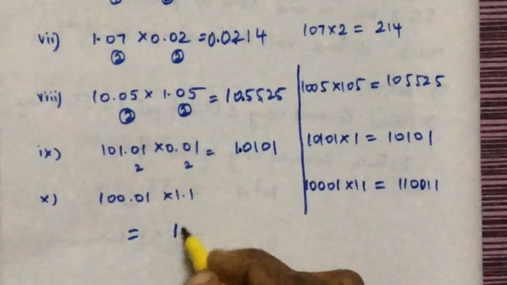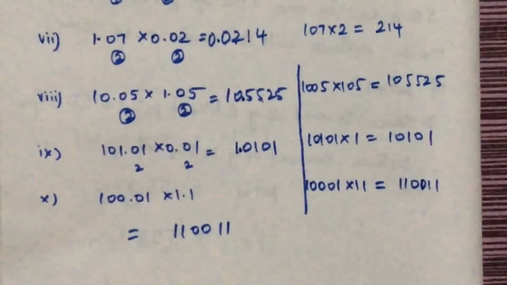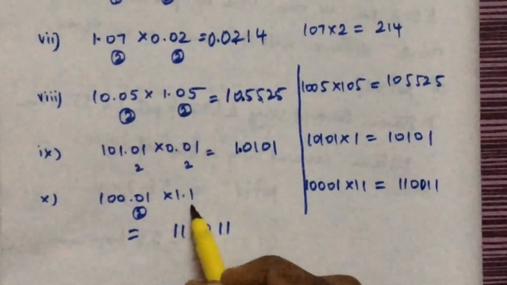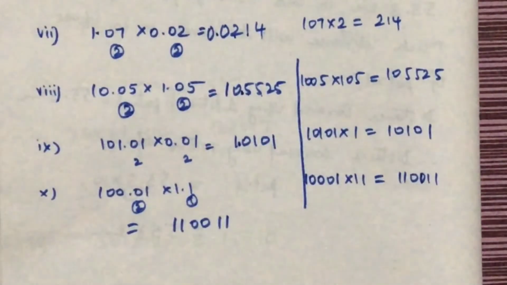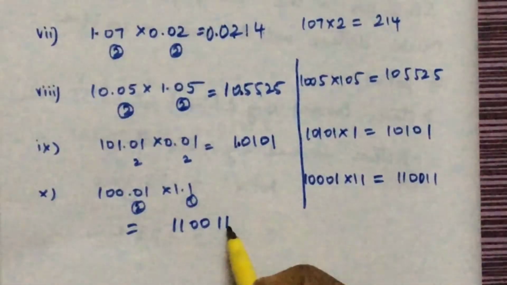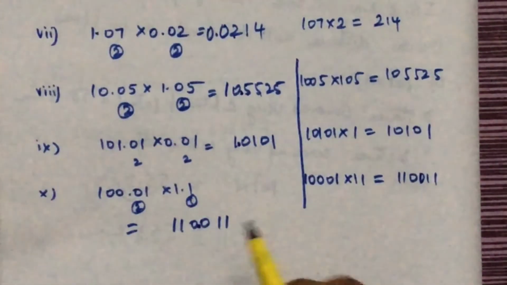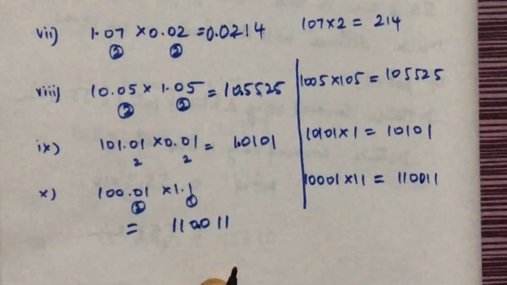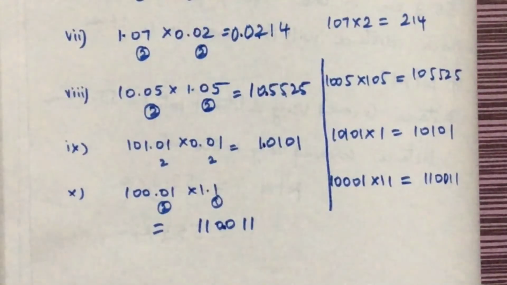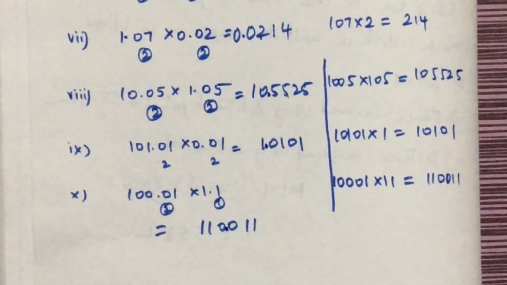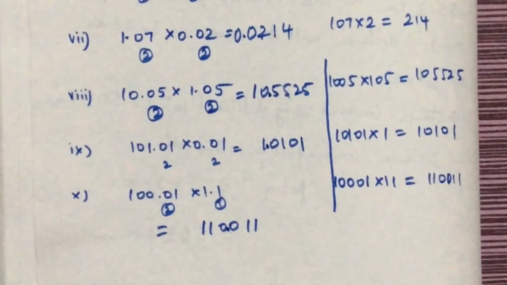Here it is 110011. Here it is 2 digits, here it is 1 digit, totally 3 digits. So it becomes 1, 2, 3, 110.011. By this we are completing exercise 2.6. From next class we will start with exercise 2.7. Thank you.